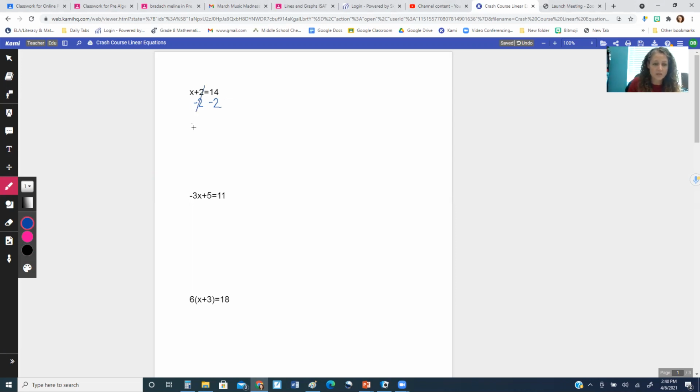So these two go away. So I end up with x equals, well, 14 minus 2 is just 12. So x equals 12. And I'm done. And I circle my answer so my poor teacher can find it, okay?